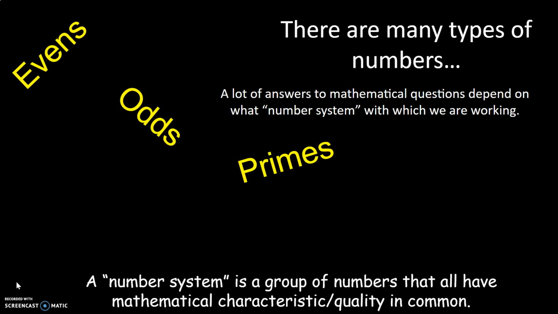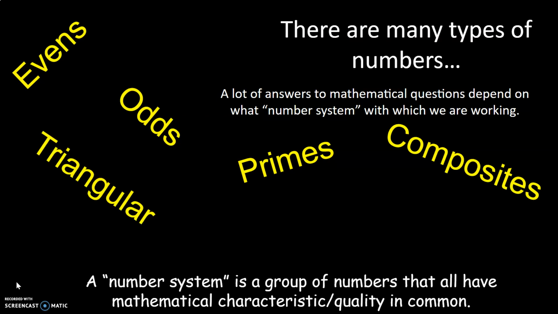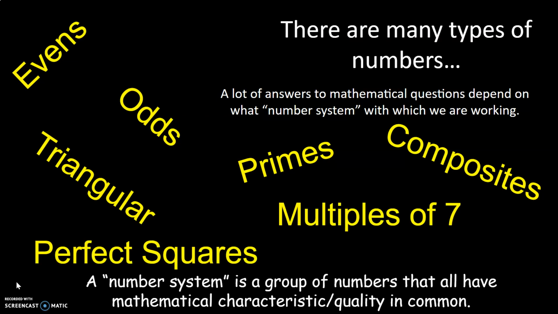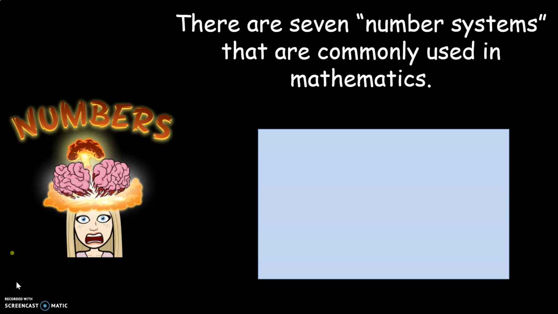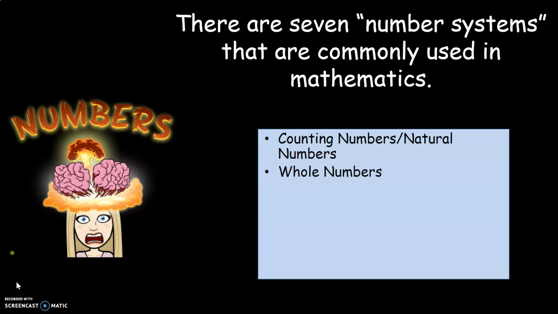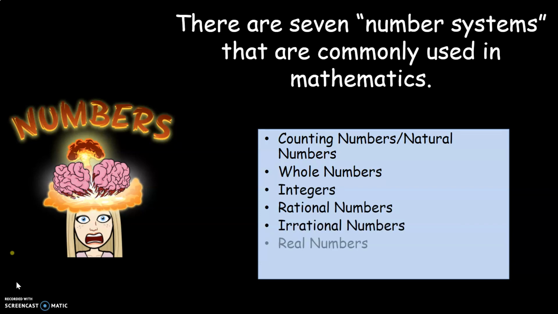Prime numbers only have factors of 1 and itself. The opposite, composite, has more than 2 factors. And we could go on with triangular numbers, multiples of 7, perfect squares. It depends on what category or group that you're talking about with these numbers. So today we're going to be looking at the 7 main types of number systems that are commonly used in mathematics. So the first one we're going to talk about are counting numbers, also known as natural numbers. Then we're going to look at whole numbers, integers, rational numbers, irrational numbers, real numbers, and imaginary numbers.